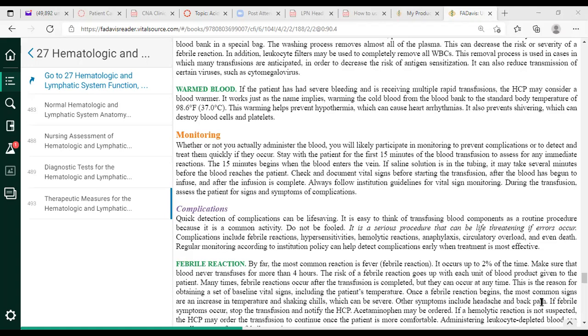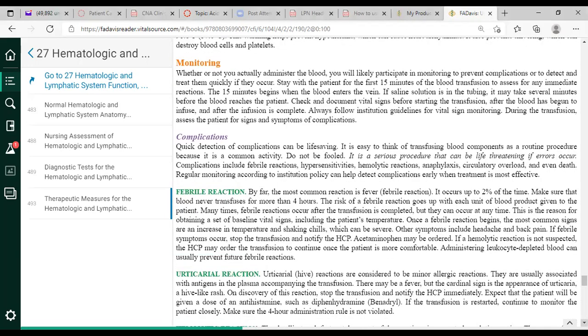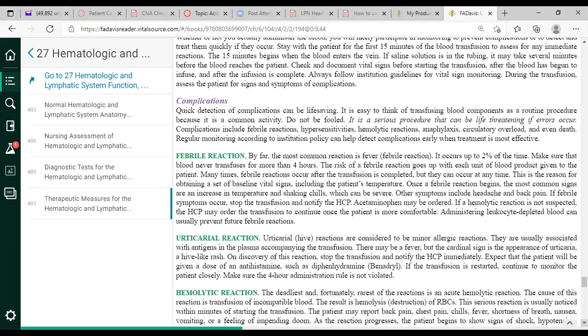And it talks about febrile reaction. What do they mean, febrile reaction? When the patient has a fever. The patient developed a fever from this transfusion. And one of our drugs of choice for a fever would be acetaminophen. We want to get this patient acetaminophen, which is Tylenol, to bring down their temperature. No fluid restrictions. We also can offer them fluids, those types of things, for febrile reaction.